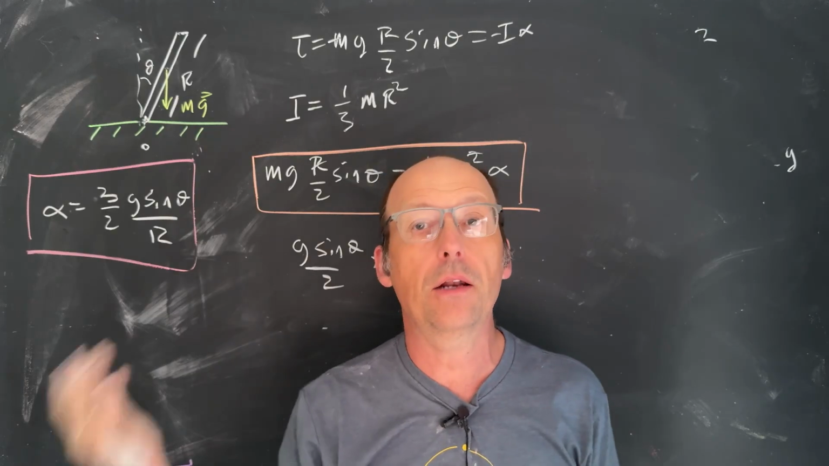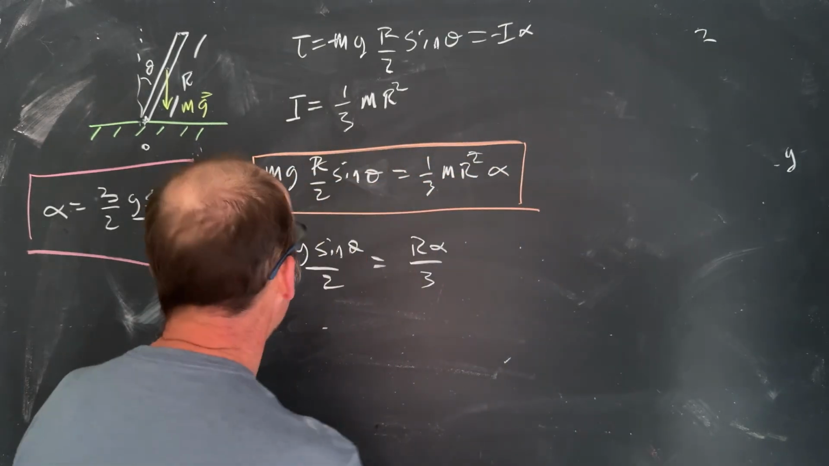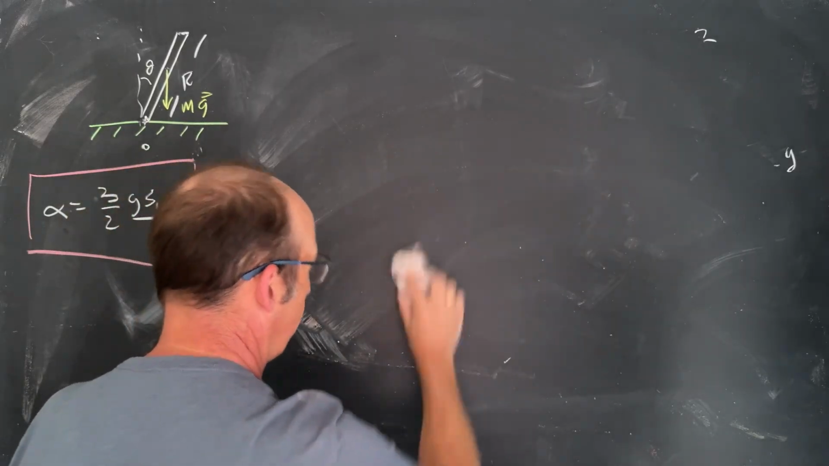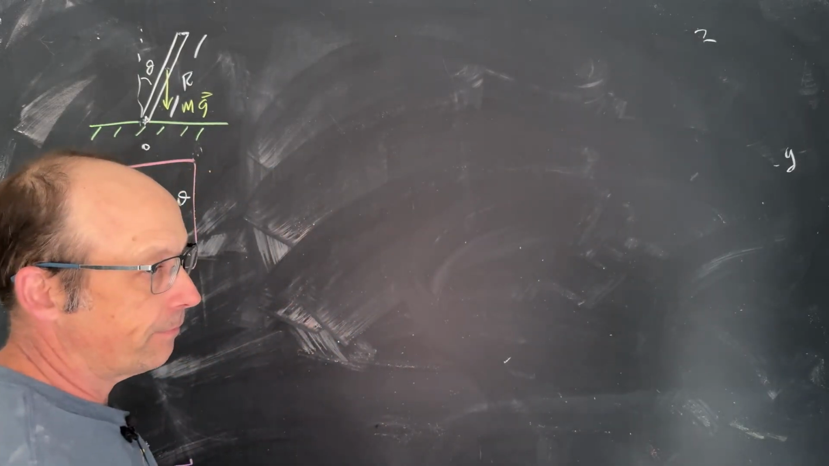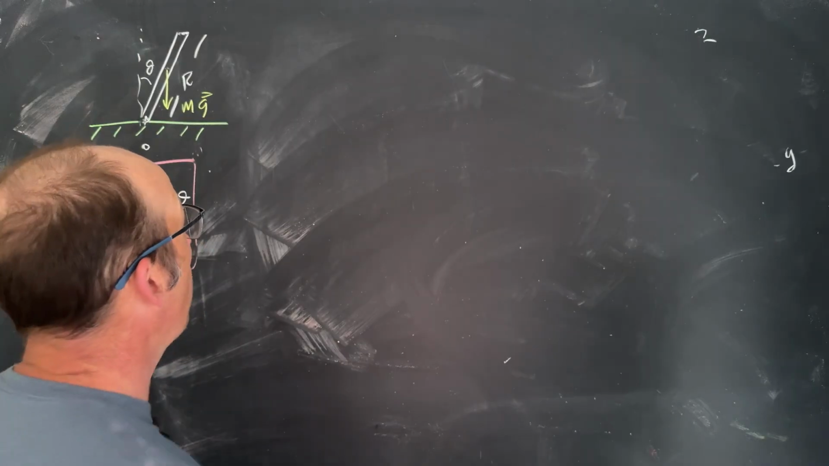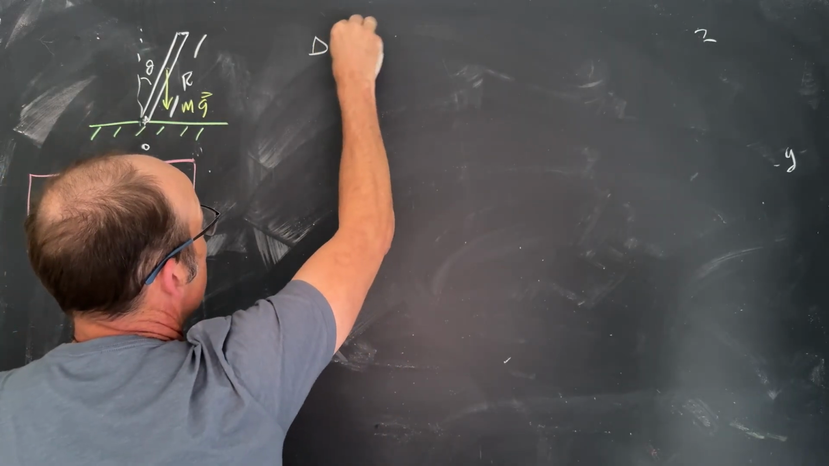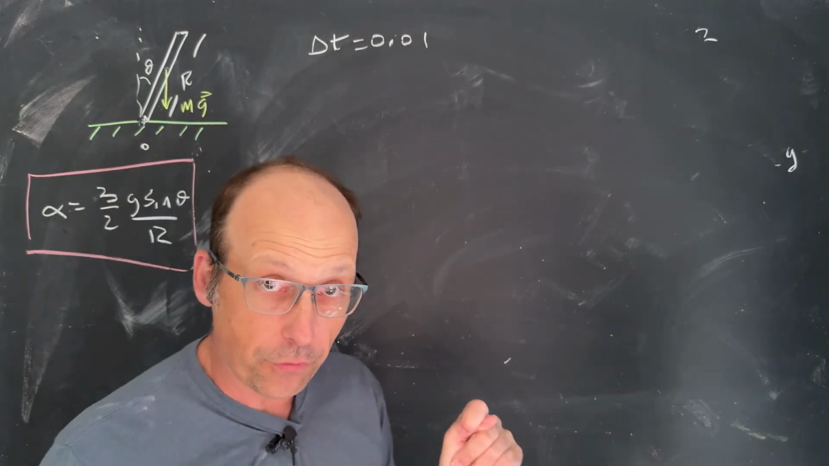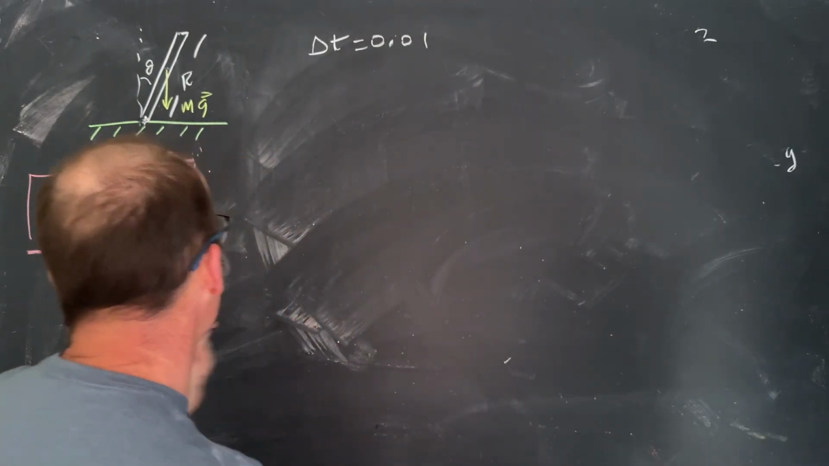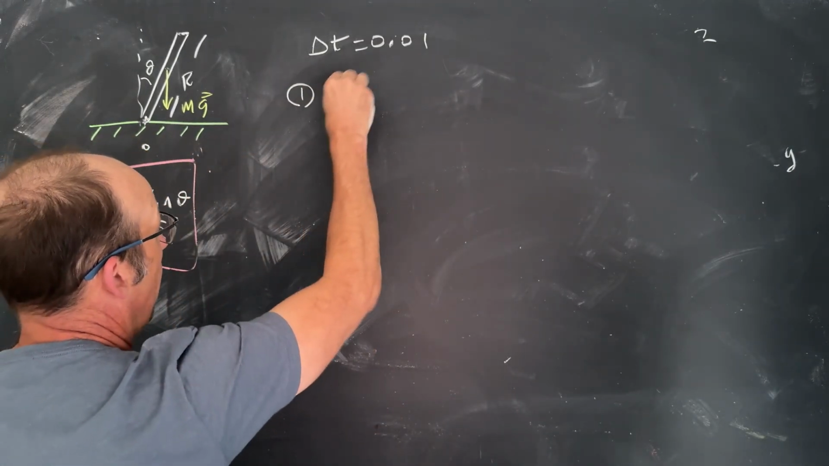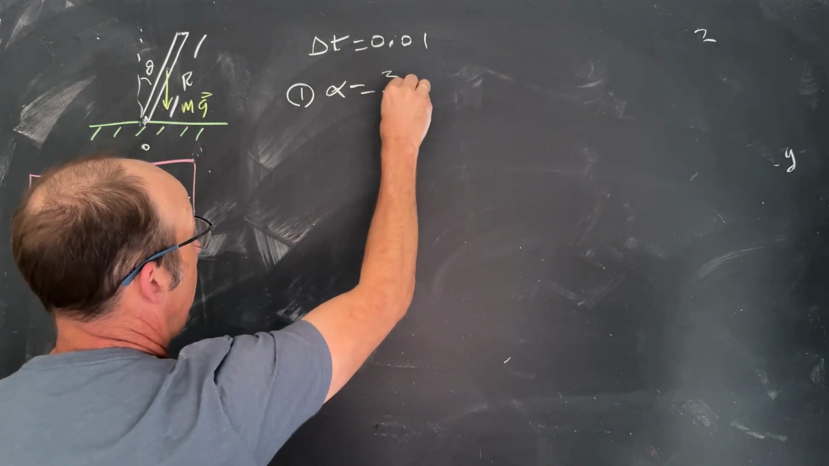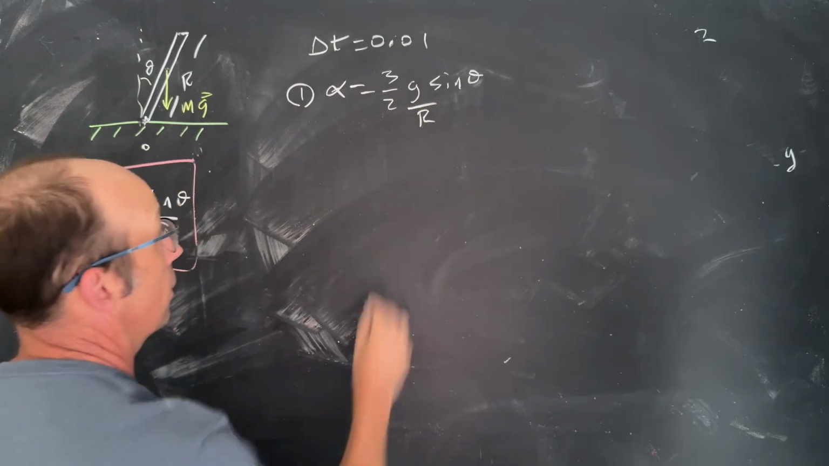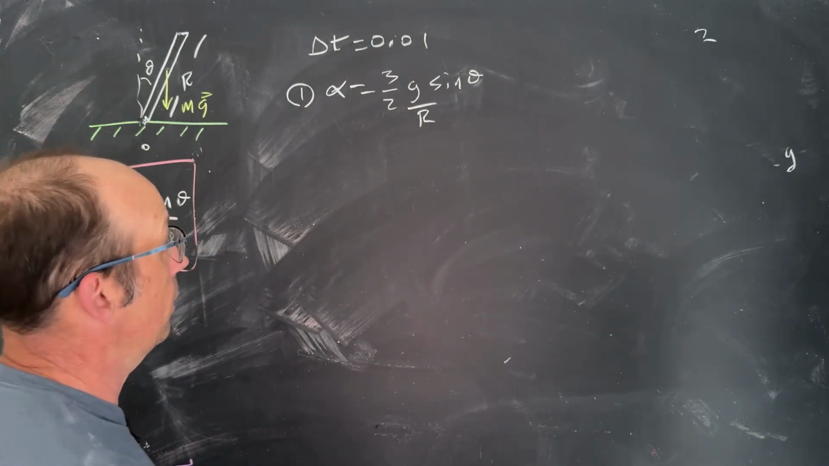So how do we model that? We model that numerically in Python. Or it doesn't have to be Python. So just a reminder of how we do things like this in Python, in a numerical calculation anyway. What we're going to do is to pick a time interval. Let's say delta t is 0.01 second. During that time interval, I can calculate the angular acceleration. Alpha is 3/2 g sine theta over r.